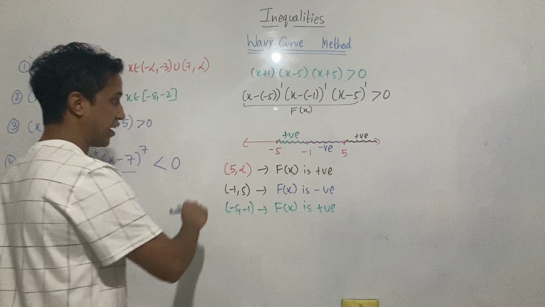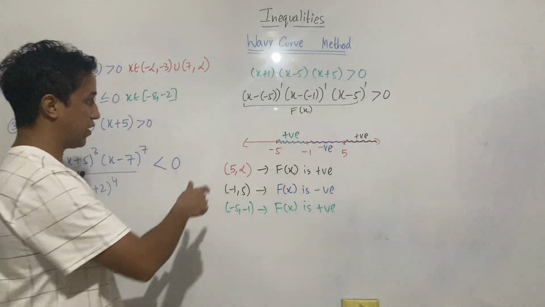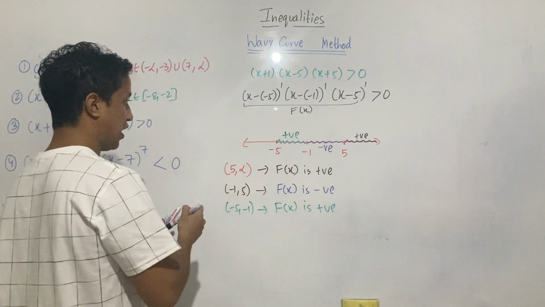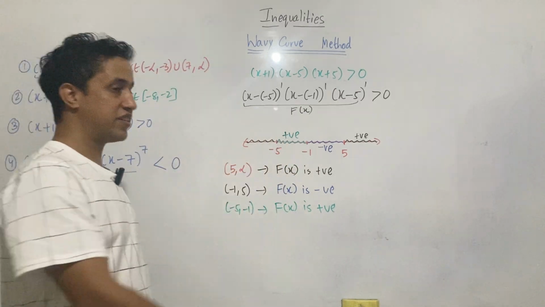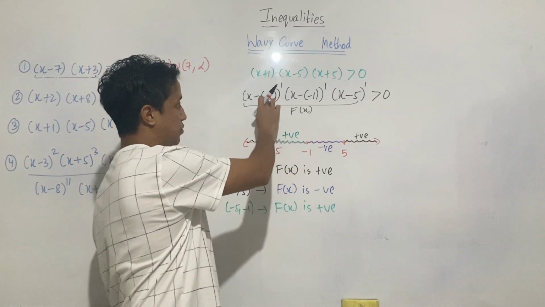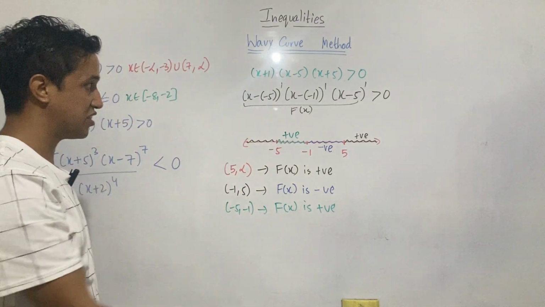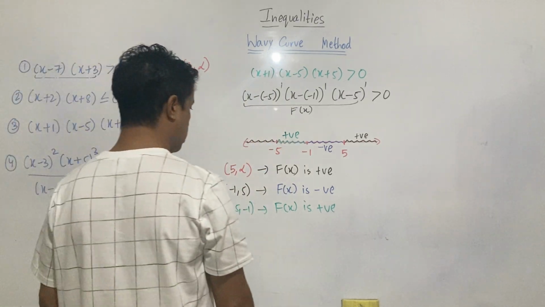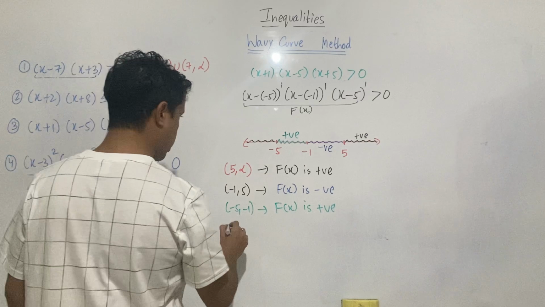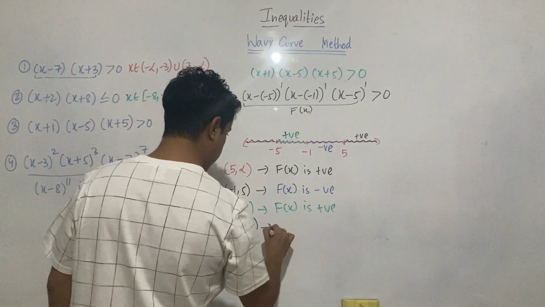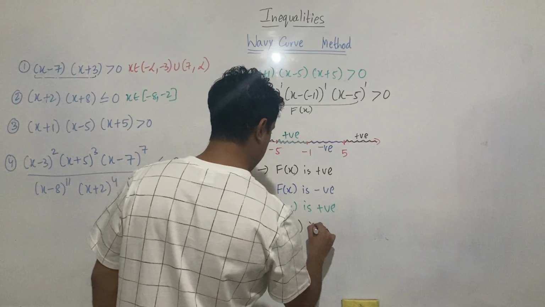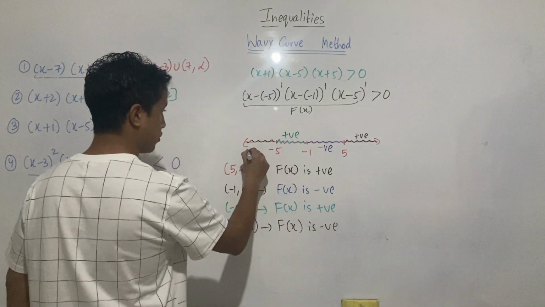Now go to the next one. When you jump to the next one, again I'm representing with black. Again, look for the exponent that has minus 5 in the expression, this one. So power is 1. It means that your sign will change, right? So here, this is minus infinity to minus 5. Here, f(x) is negative.